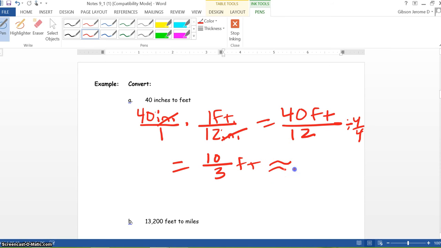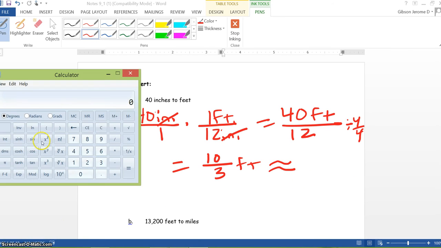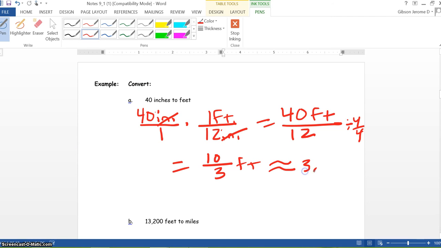Now, if we want to write this as a decimal, it would give us the value that we get after we type it in the calculator. 10 divided by 3 gives us this decimal here. So it's approximately 3.3 repeating decimal feet.